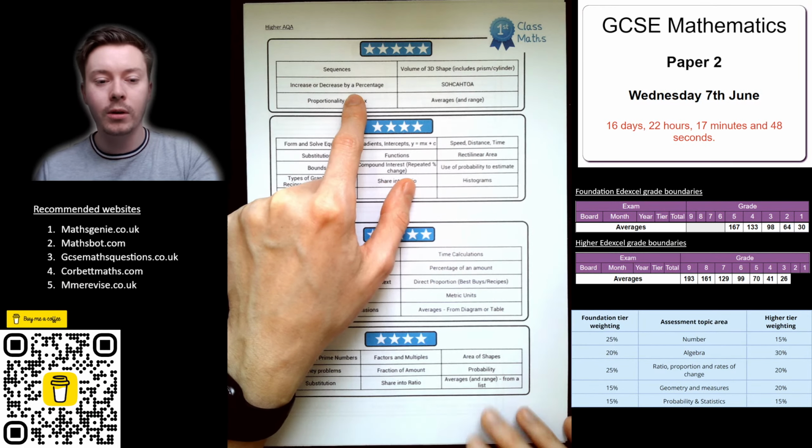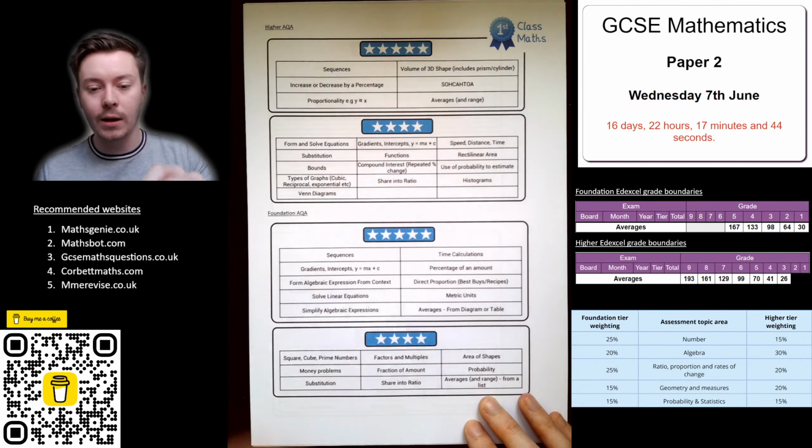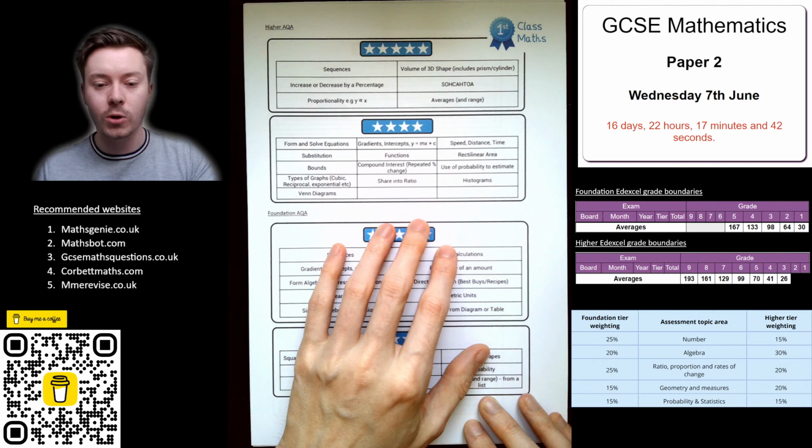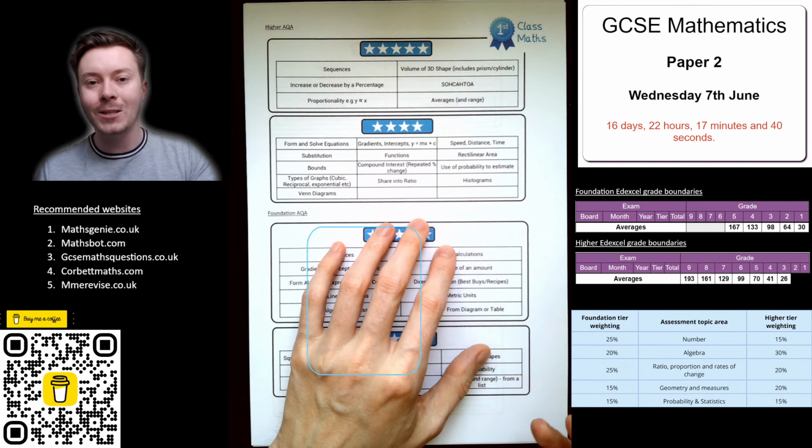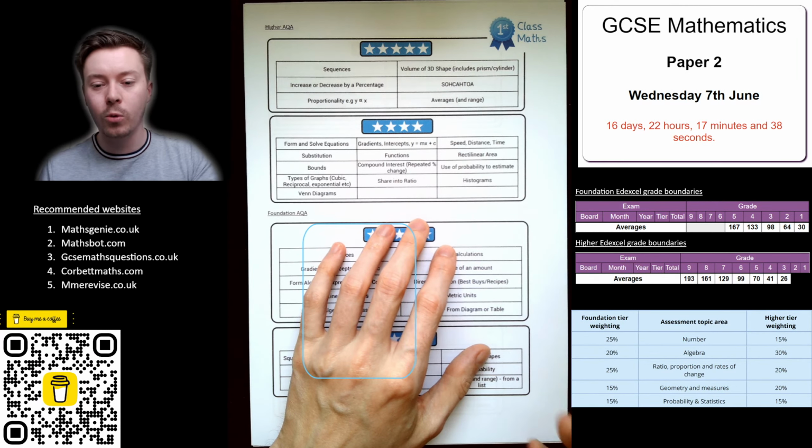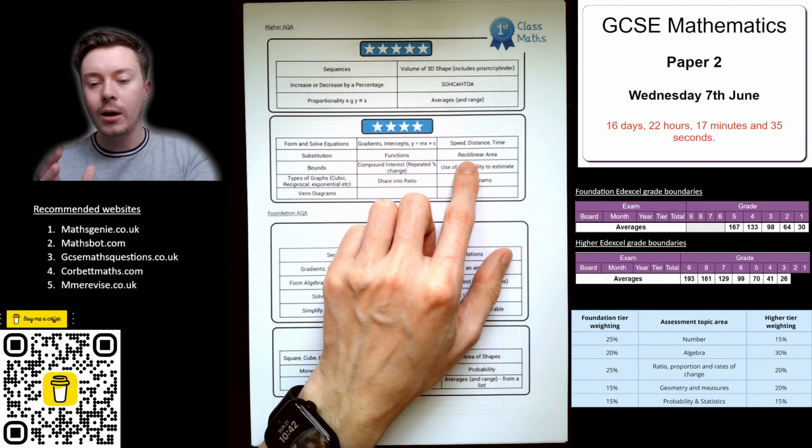Increase or decrease by a percentage, sequences, and then there's more down here in the 4-star section. So I would go through this and think, well, actually, do I know how to do all of this stuff? And rectilinear area is just rectangles, basically.